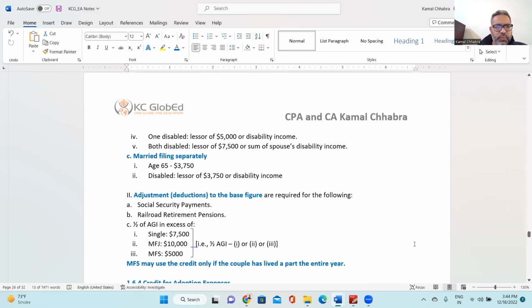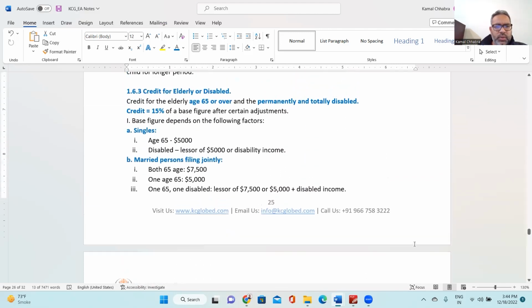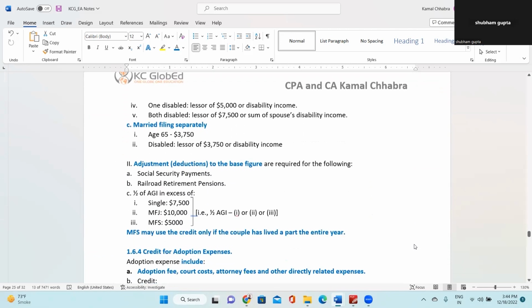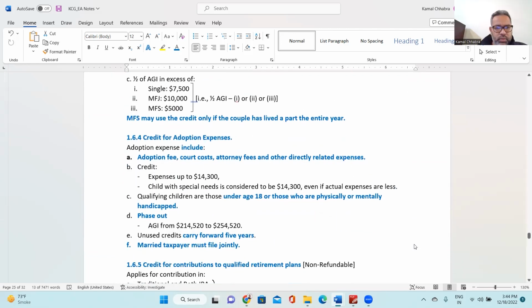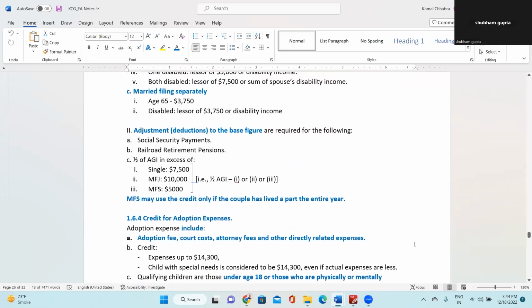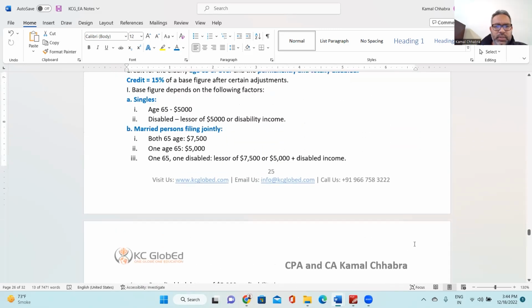I think we missed the point 1.6.3. No, we have covered this one recently. Below that. Which one? This one, adjustment, like. No, we have discussed this right here.